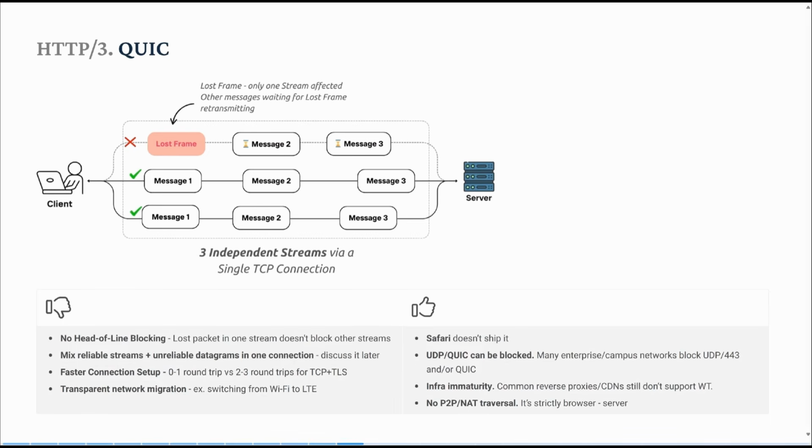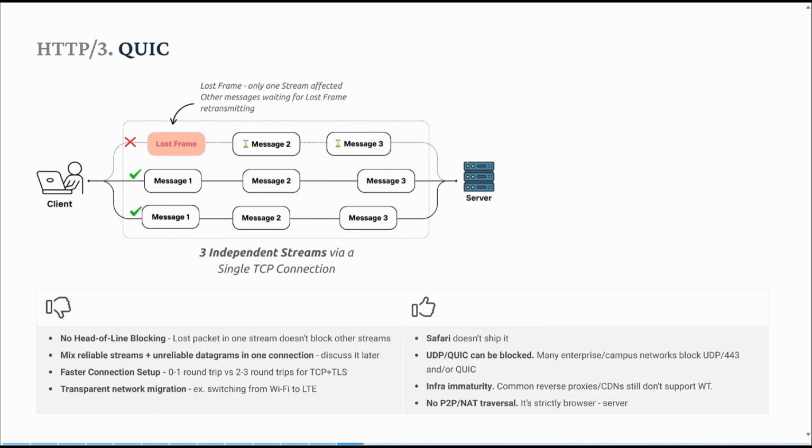QUIC also has much faster connection setup, 0 to 1 round trip versus 2 to 3 round trips for TCP plus TLS. QUIC combines the transport and security layers, so you establish both the connection and the encryption in a single step. You also get transparent network migration, like switching from Wi-Fi to LTE without dropping the connection. QUIC connections are identified by connection IDs rather than IP addresses, so they survive network changes.